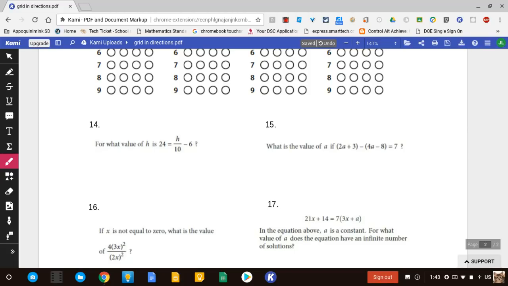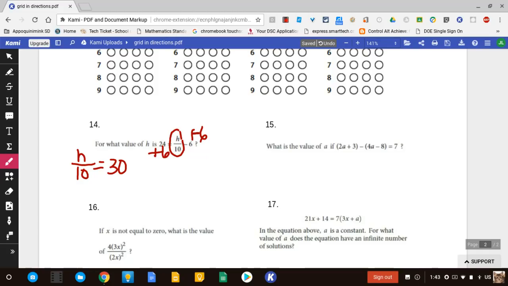So if I'm going to solve this first one, number 14, what I want to do is solve for what value of h makes 24 equal to h divided by 10 minus 6. That's what that says. So if h divided by 10 minus 6 is equal to 24, then that part, h divided by 10, has to equal 30, because 30 minus 6 is 24. You could also do that by adding 6 to both sides, just like you do in your math class.